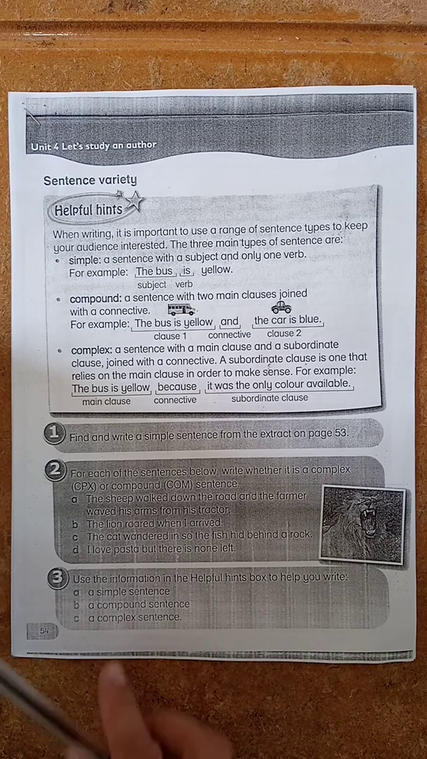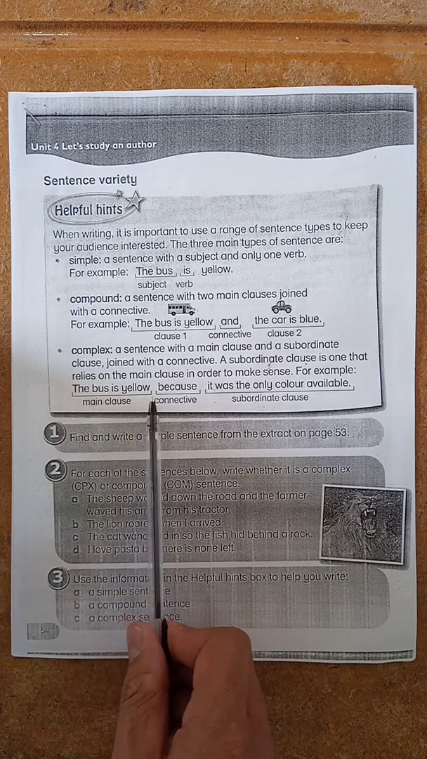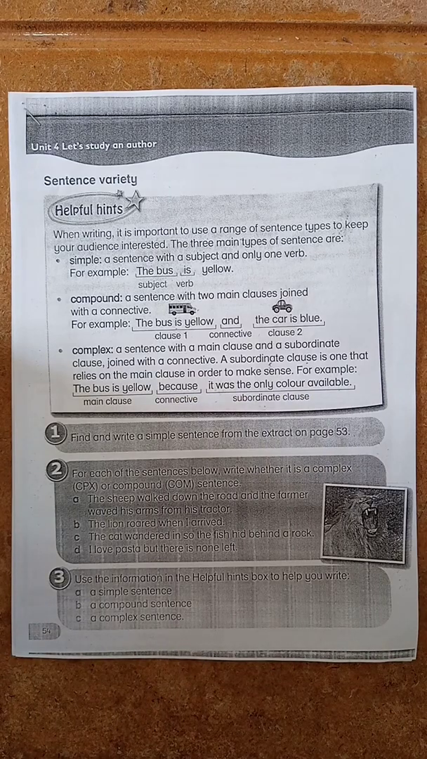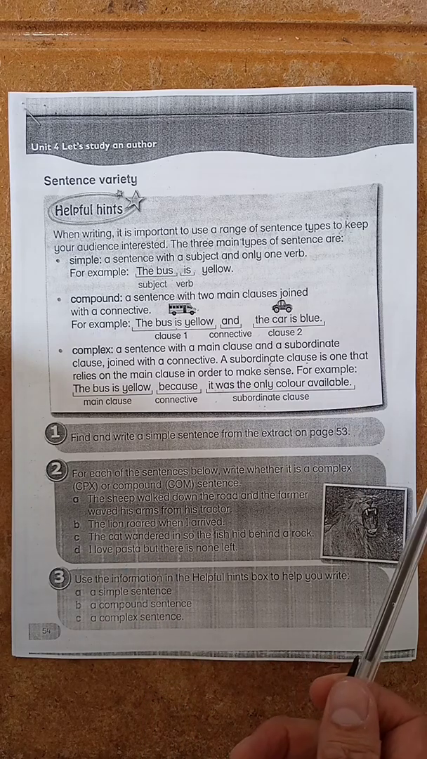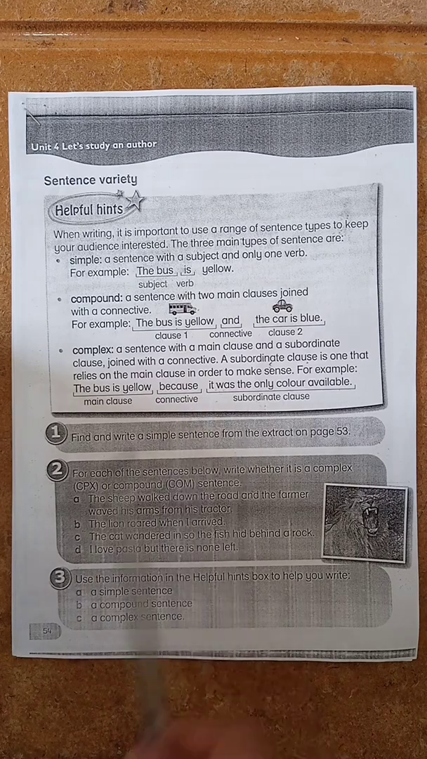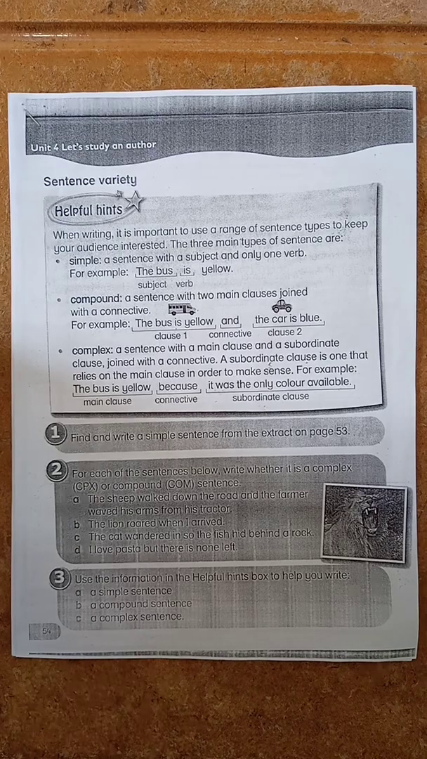So let's read it together. The bus is yellow because it was the only colour available. So we've given some more information, it's more interesting, and you can see that the second part, the subordinate clause, doesn't make sense on its own. It was the only colour available. You need that first part, the bus is yellow because it was the only colour available. Don't worry if you're a bit confused. I'm going to do another example with you right now.